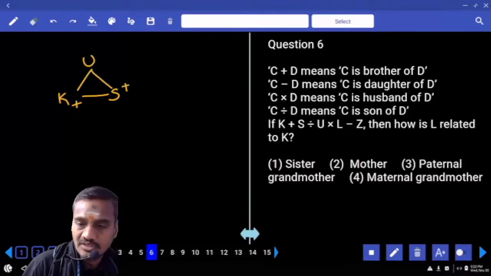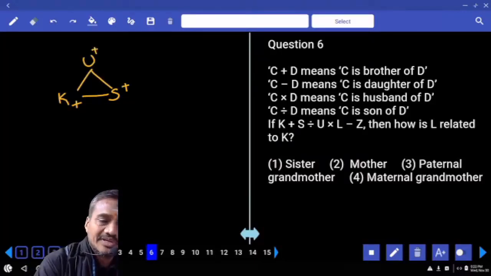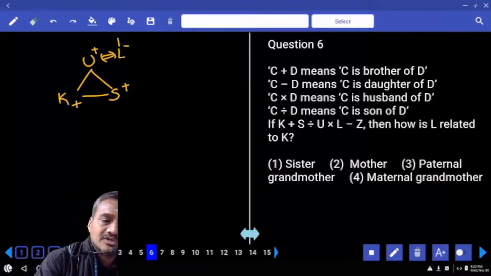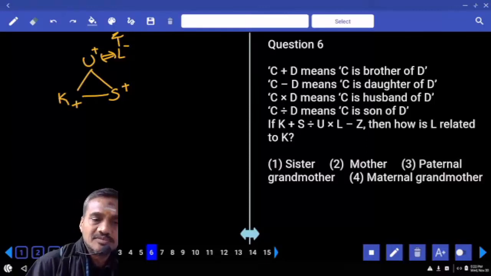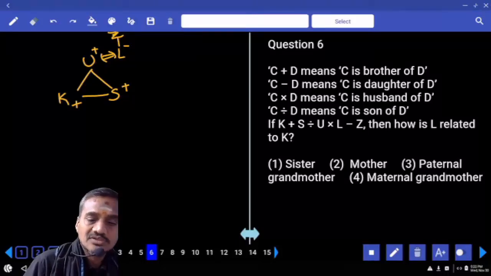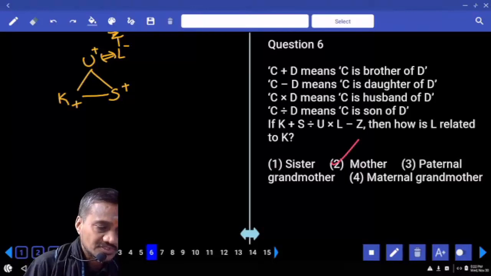And U into L. U is the husband of L. U and L are a married couple. U is a male, L is a female. And L minus. L is the daughter of Z. Then how is L related to K? Now K's mother. Mother, that is choice 2, question number 6.